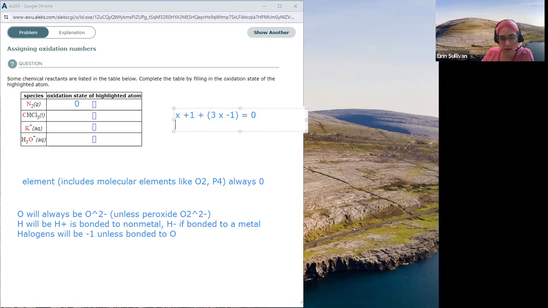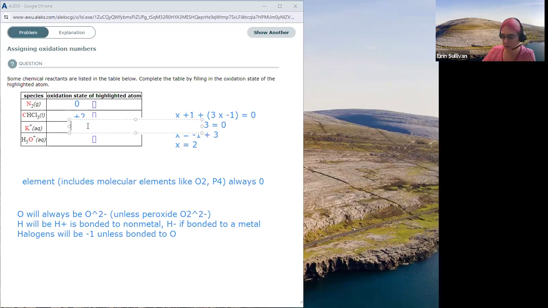So X +1 -3 has to equal 0. Let's get those numbers to one side. So X equals -1 plus 3, X equals 2. Okay, so the carbon has an oxidation state of +2. That makes sense. +2 plus 1 minus 3 will be neutral.